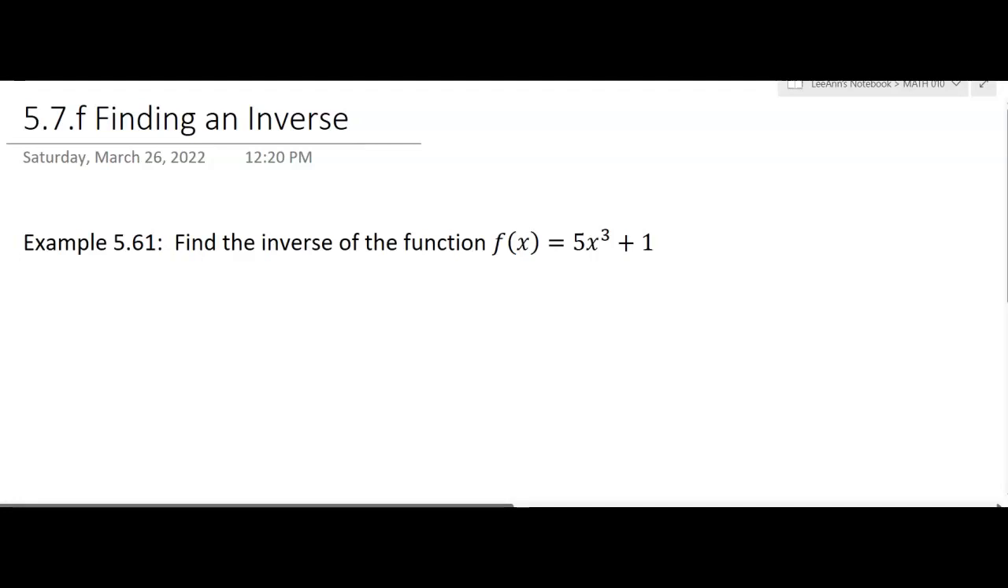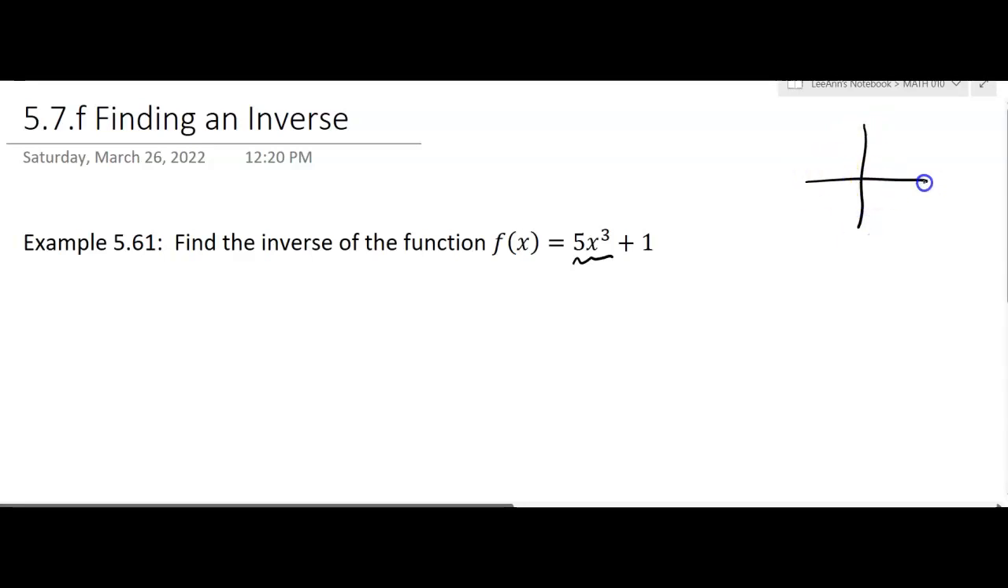Okay, so we're going to find an inverse of this function that they give us. Now, we haven't really talked too much about how it has to be a one-to-one function. I mean, we mentioned it, but how do we know this is a one-to-one function? Well, this is from our toolkit functions, and we know what it looks like, basically.